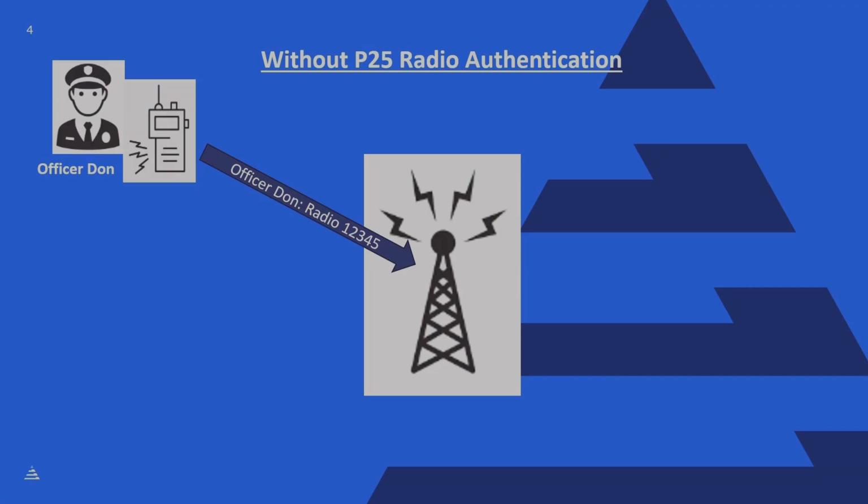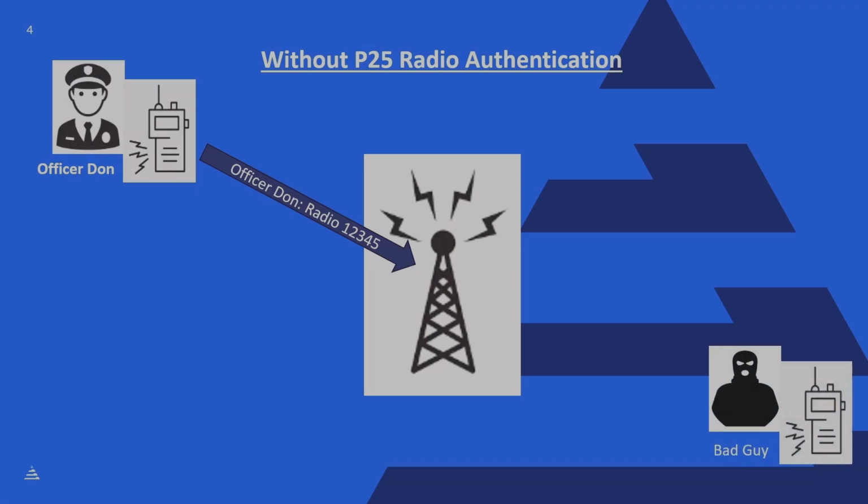So as long as I turn my radio on, it tells the system I'm radio 12345. The radio system checks its information and says, oh yeah, I know radio 12345. You're good to go. Go ahead and talk. So that's kind of the way it works today. But over here, we've got a bad guy with a radio. And he says, no, I'm Officer Don. I've got radio 12345. The system just sees radio 12345, says, oh, okay, yeah, you're good.